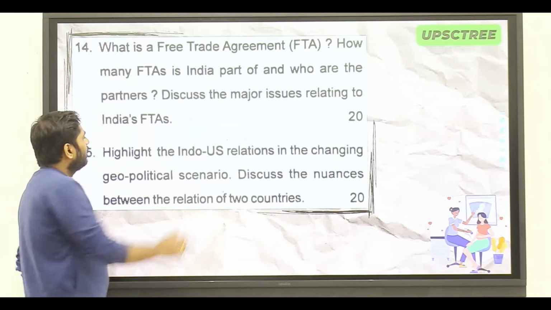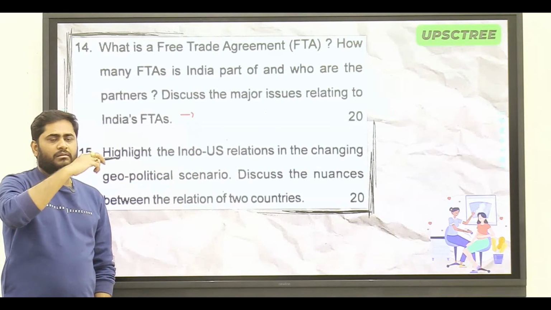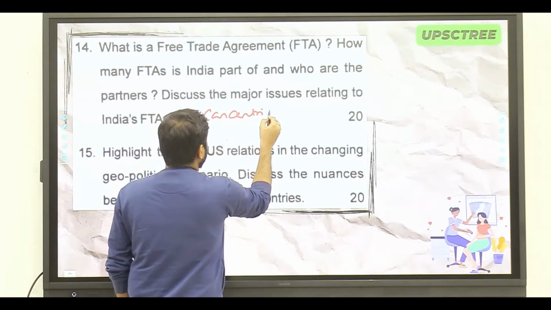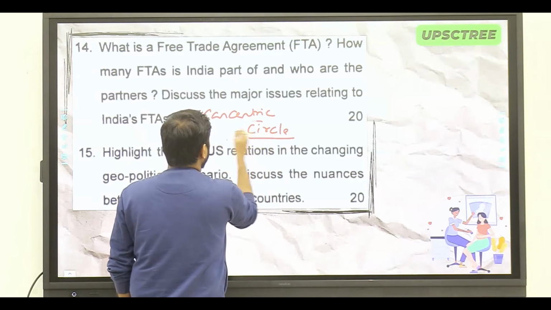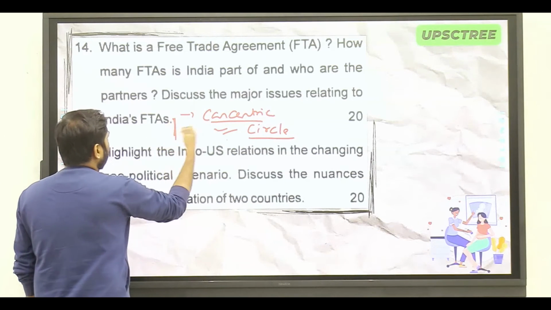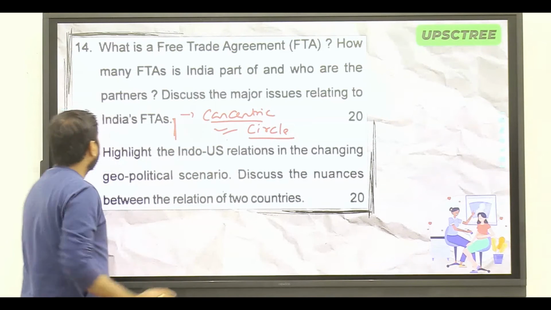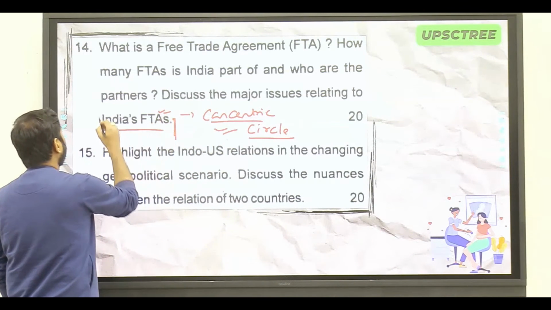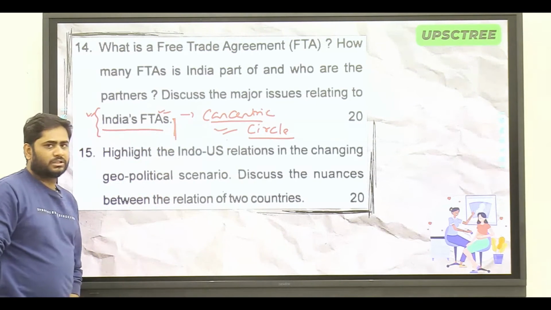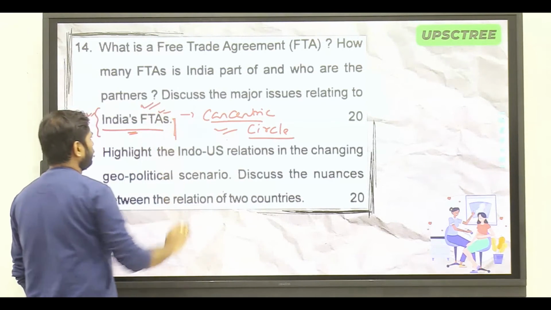So what is free trade agreement? This is pretty typical, the concentric circle: free trade agreement, then economic union, political union. So that concentric circle, you see, so that you establish what exactly is a free trade agreement. Okay, tariff concession will be there, access to market will be there, write these aspects, and discuss the major issues relating to India's FTA. Now if you haven't read about what are the issues we are facing with India's FTA, then you will not be able to discuss it. Okay, only if you have read economy in depth will you be able to answer this question. So that is the major thing.